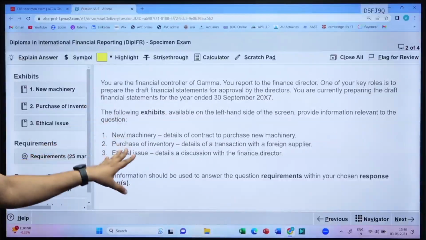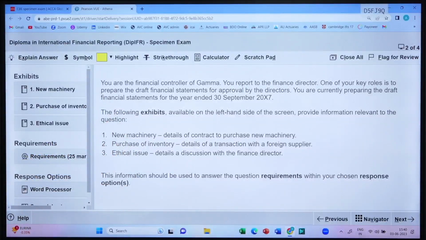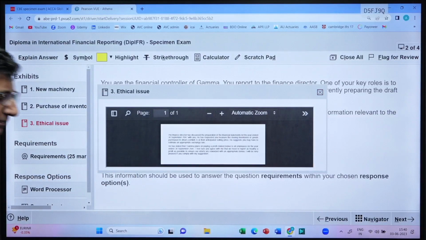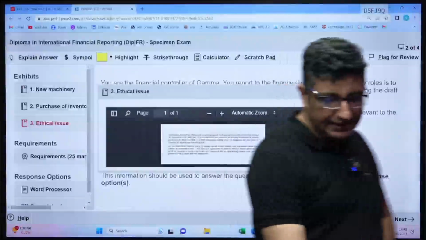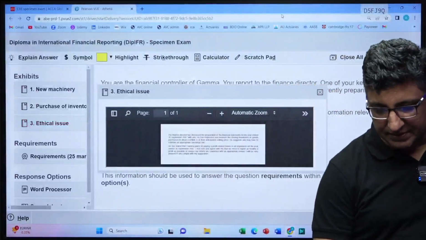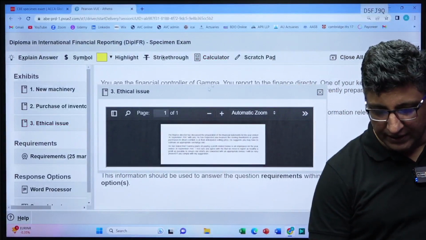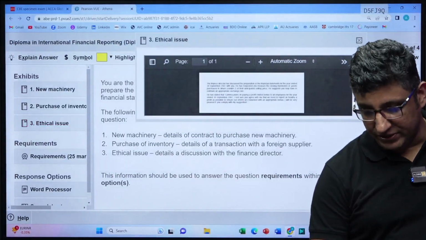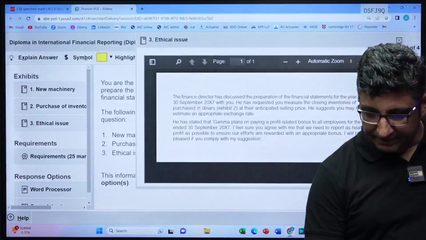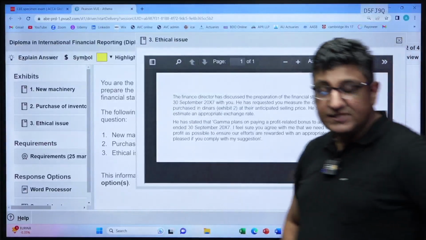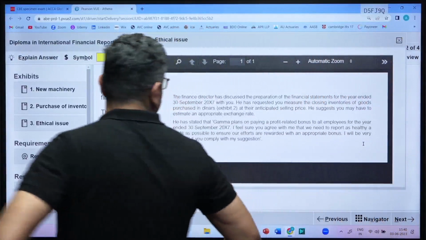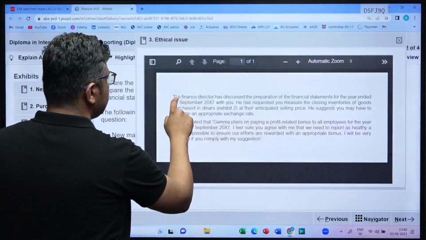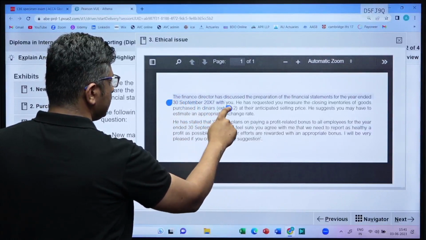There are the following exhibits, okay, given on the left hand side. I would look at probably this one just as a perspective. It says that there are some ethical issues here, not something that we commonly study in accounting, but it talks about ethical issues, very much a part of my examination. Okay, it says that the finance director had discussed the preparation of financial statements for the year ended 30th September with you.